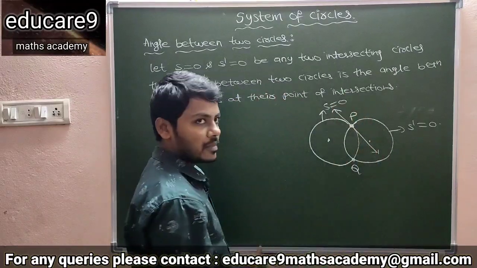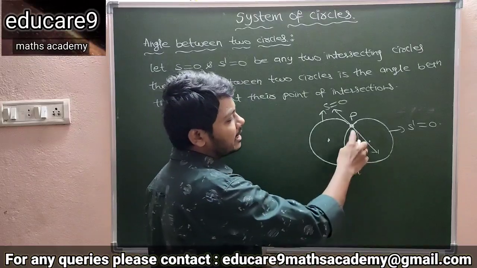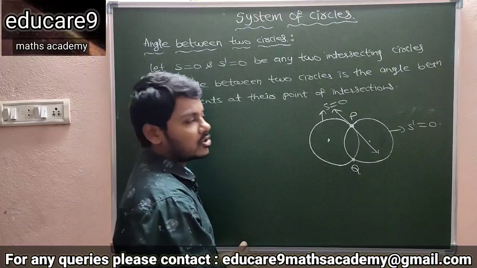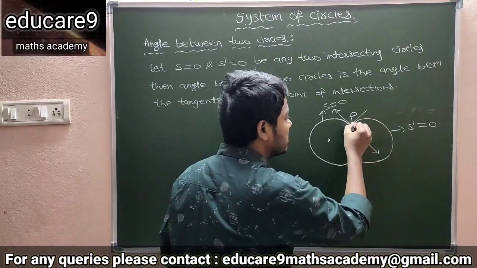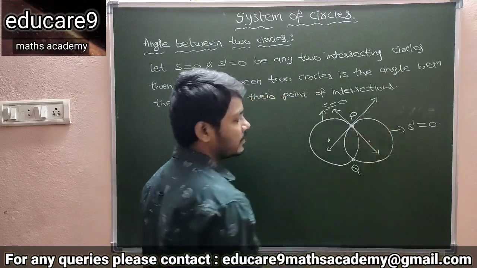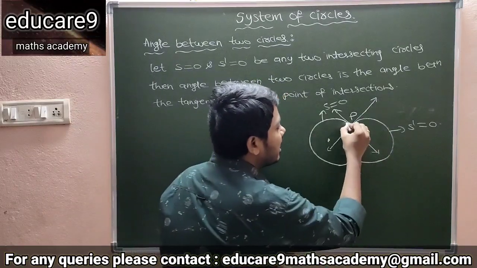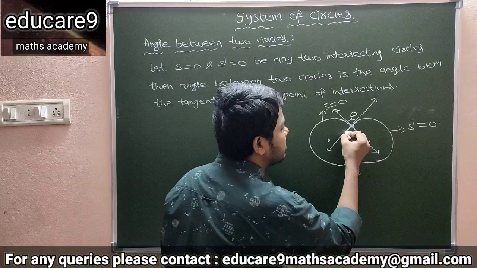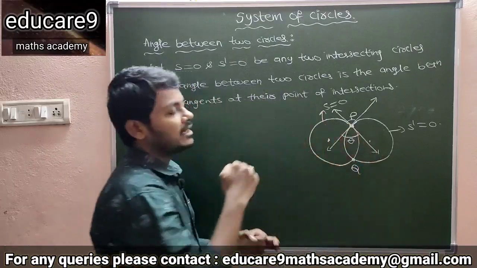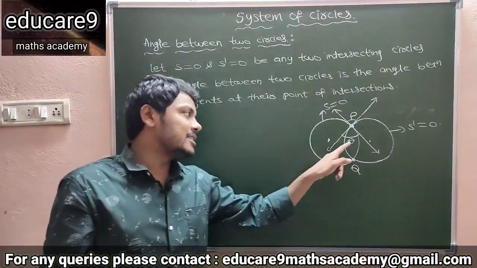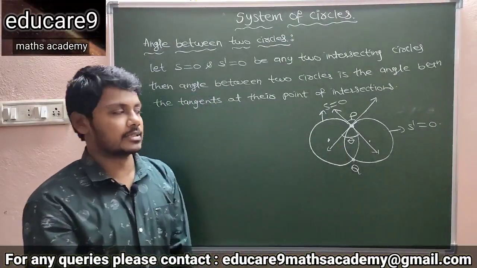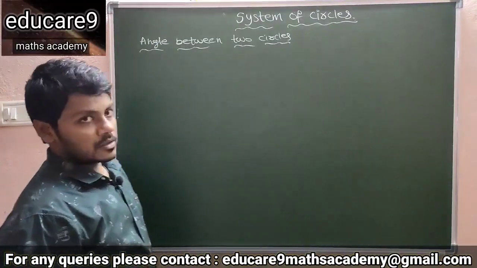Okay. And again draw the tangent line at this point P to the circle S dash equals to 0. So this is another tangent. Okay. Then the angle between these two tangents. So here the angle between these two tangents is theta. Then this theta is called the angle between two circles.